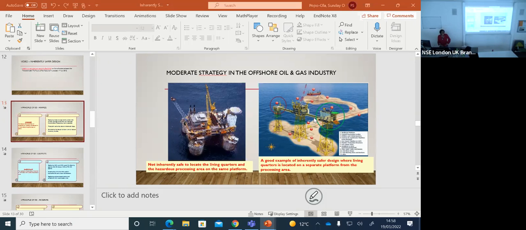So we have a spatial risk management strategy, because they've left greater distance between the hazard and where people are. But as also part of inherently safer design, there is the moderate strategy. There are three definitions of moderate strategy. One is, if you're working as a chemical engineer on a processing facility, you can lower your temperature or pressure, because that means that your hazards are reduced.